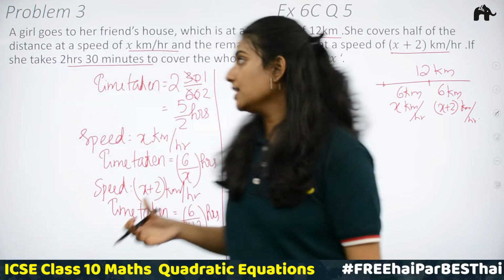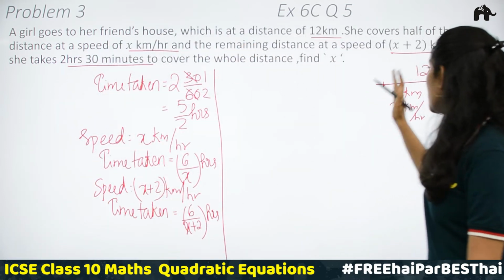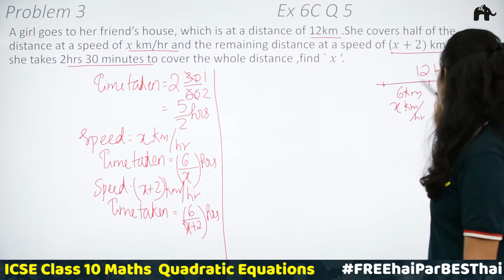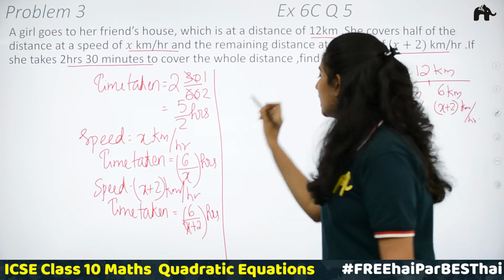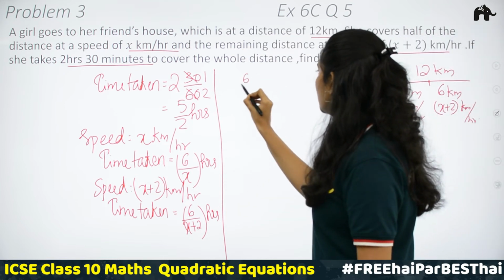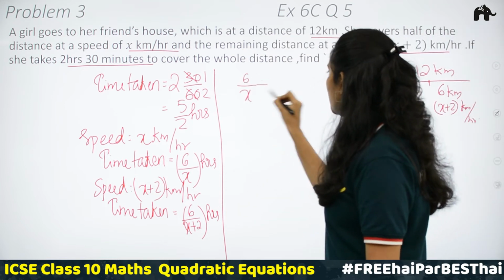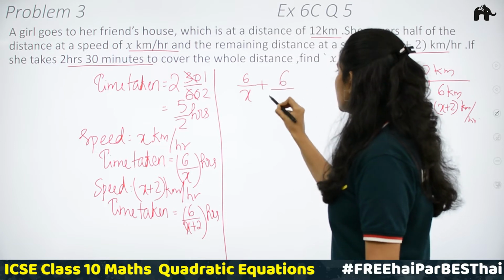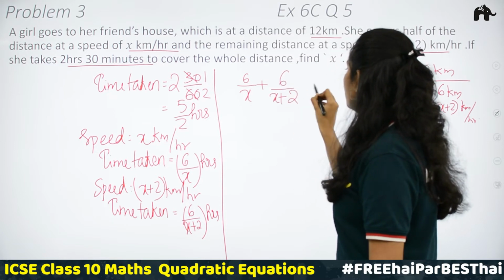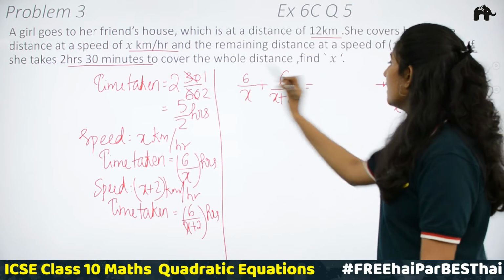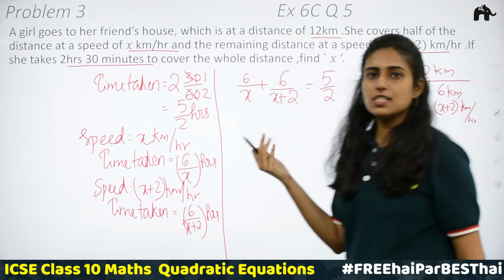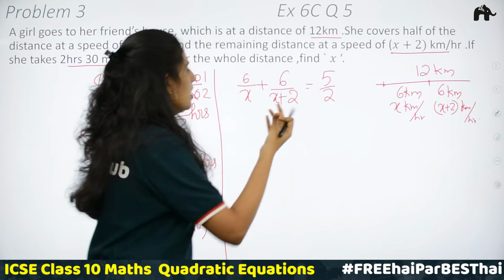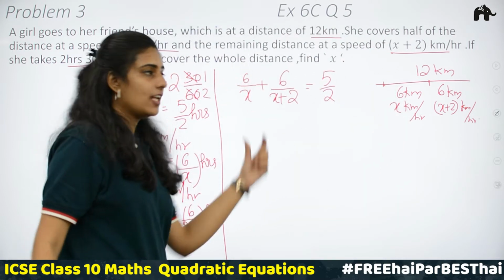Total time taken is the time taken to travel the first 6 kilometer plus the time taken to travel the second 6 kilometer. That is, first time taken 6 by x plus the second time taken 6 by x plus 2 will be equal to the total time taken, which is 5 by 2. From this we can get a quadratic equation, solve the quadratic equation and find the value of x.